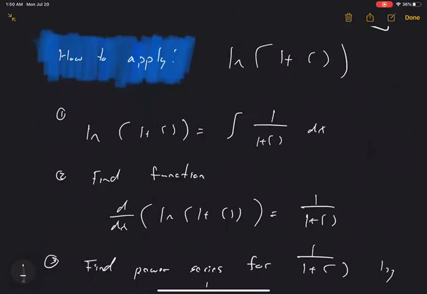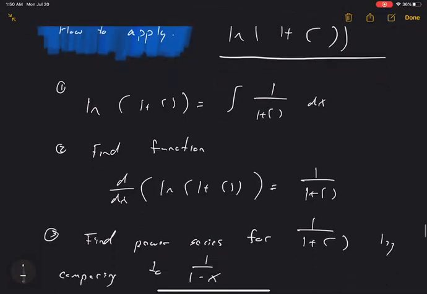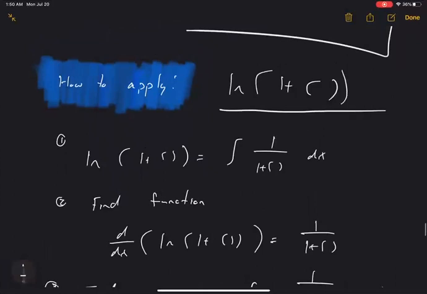So what if I'm given a function like ln of 1 plus blank? Maybe 4x is in here, maybe 2x, maybe x squared, something like that. Let's leave it as blank for now. How do I find a power series representation for that? Well, how is this ln of 1 plus blank related to that one power series we know, 1 over 1 minus blank? Well, this is the integral of something that looks like that, right?